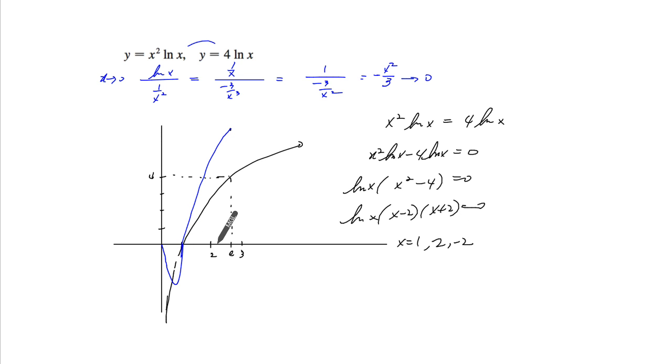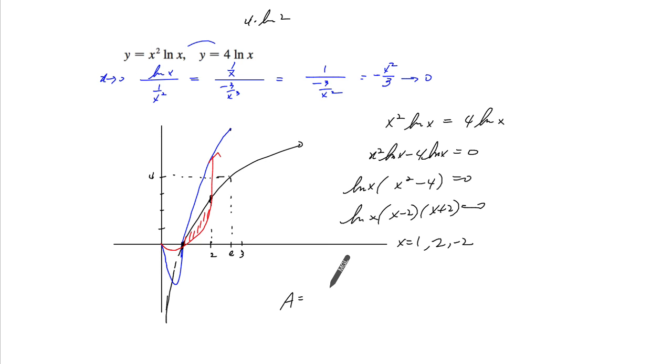So perhaps my graph is wrong here. It looks like they're also intersecting at 2. So ln of 2, yeah, I think I'm intersecting at 4 times ln of 2. That's a little bit under 4. So they're intersecting right here as well as right here. So it must look something more like this, not the blue one. It must look something like that instead. So this is the area we're talking about.